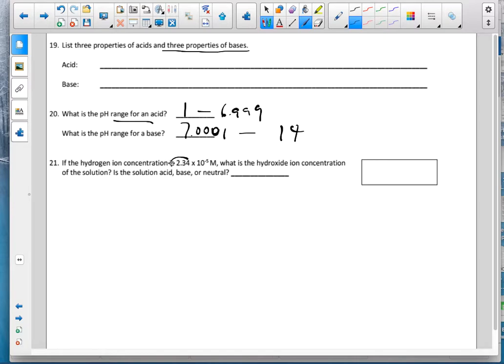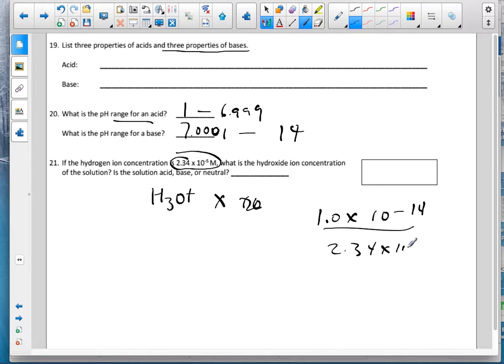Same thing here. She's giving you hydrogen ion concentration, which is the same thing as H3O plus. She wants to know hydroxide concentration. So it's the same thing we've been doing. You're going to just take 1.0 times 10 to the negative 14th. You're going to divide by 2.34 times 10 to the negative 5th, and you get your answer.